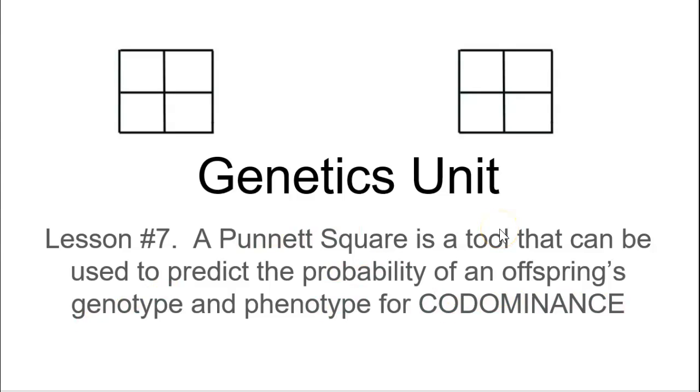This is lesson number 7, and I just want you to remember that a Punnett square is a tool that can be used to help you predict the probability, the likelihood, the chance of an offspring's genotype, the type of genes it gets, and its phenotype, its physical appearance. But this time we're going to be learning about the trait called codominance.